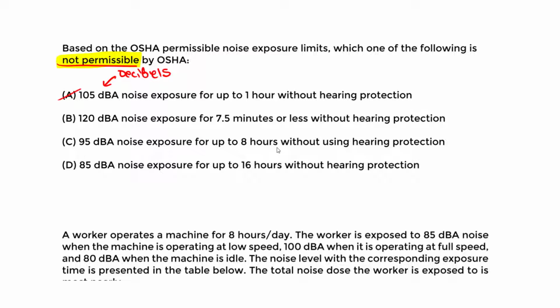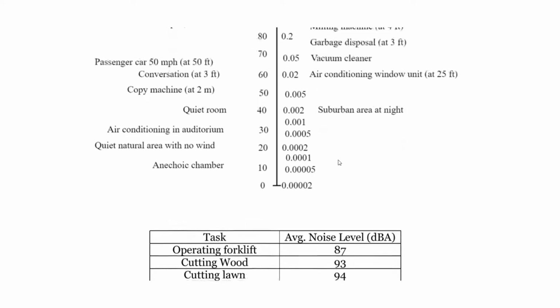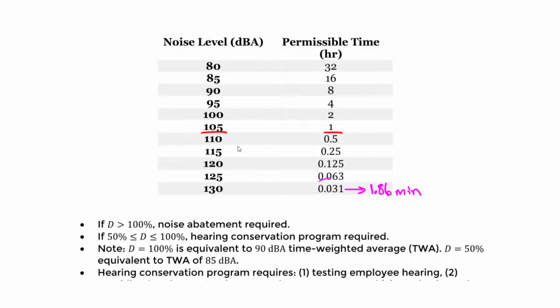So this one, 120 decibels, noise exposure 7.5 minutes or less without hearing protection. Note that 7.5 is in minutes, and it says or less. This is saying the maximum is 7.5 minutes. Anything below that is okay, which logically makes sense. Anything below that maximum exposure time is okay, and anything above that is not okay. So now let's look at that 120. Let's find 120 in the table. Finding 120 here, it's going to be this, but that's in hours.